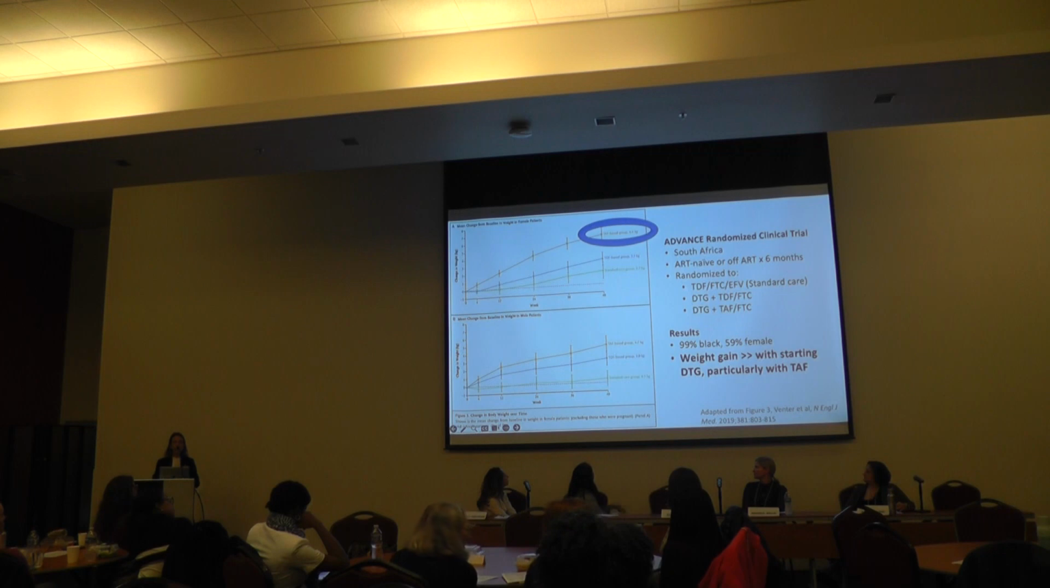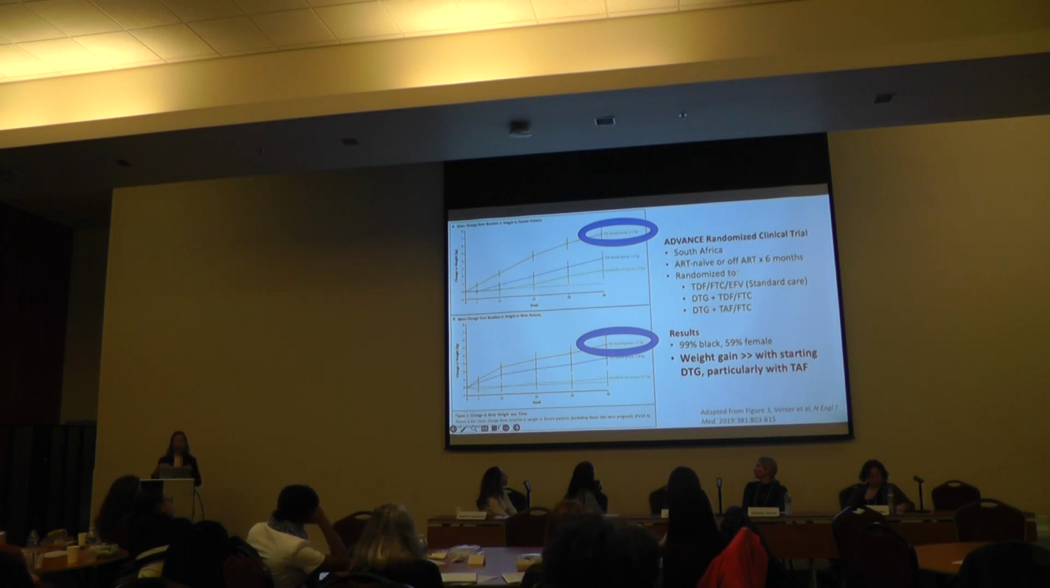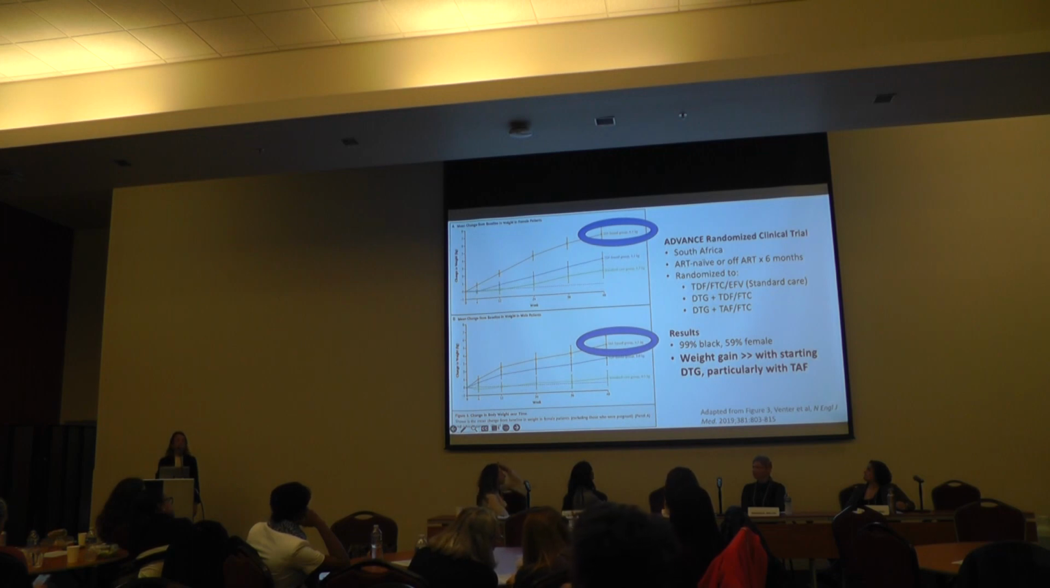And as you can see, the participants who were started on Dolutegravir with TAF had the greatest amount of weight gain, followed by Dolutegravir with TDF, and then the ones who were on standard of care gained the least amount of weight. Once again, women seem to have more severe weight gain than men, but this cohort was approximately 60% women.